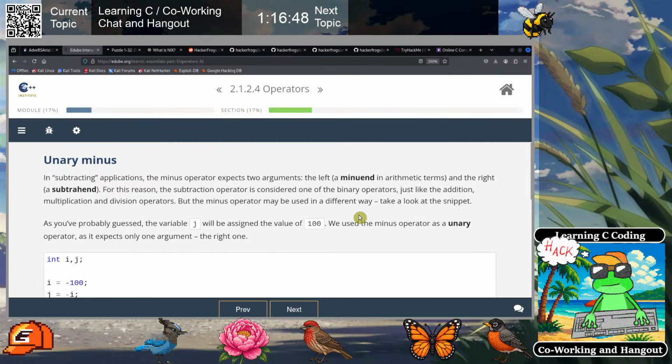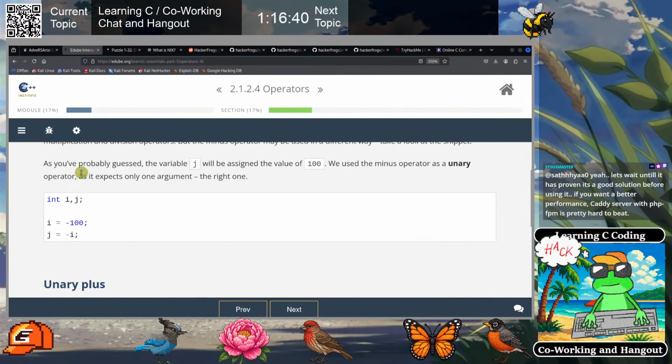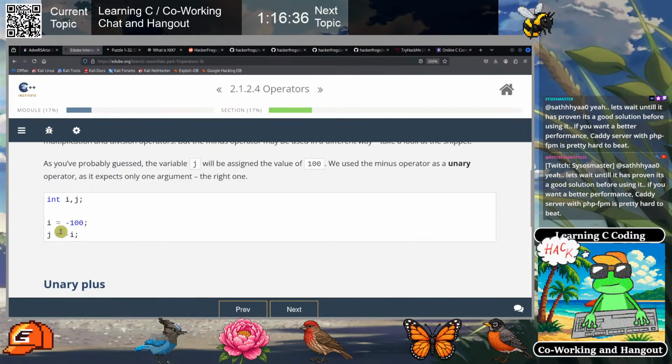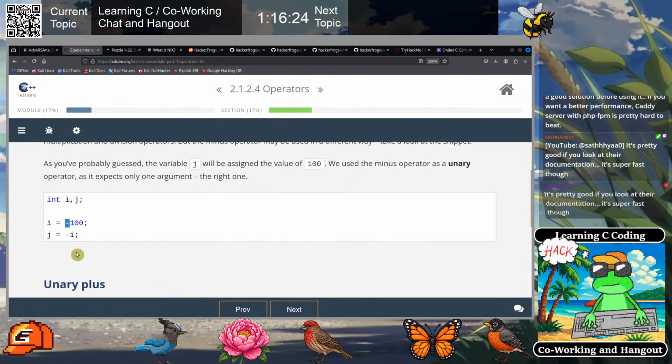Take a look at this snippet. As you probably guessed, the variable j will be assigned the value of 100. We use the minus operator as a unary operator, as it expects only one argument, the right one. So I guess this is a unary operator if you put it before a number like this, and it's a binary operator if you use it with another number.